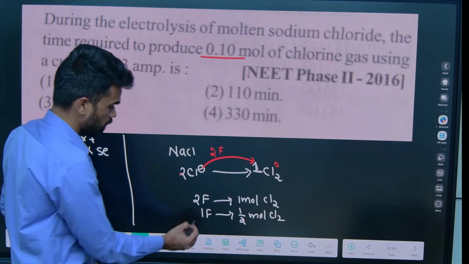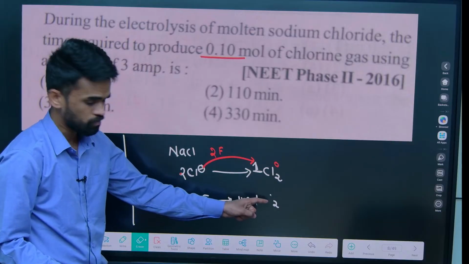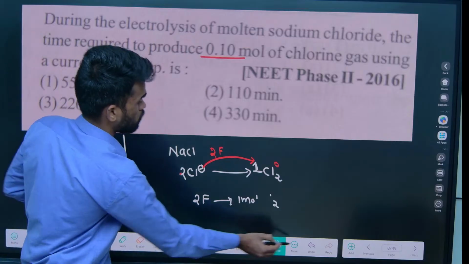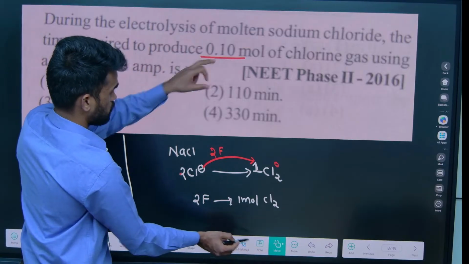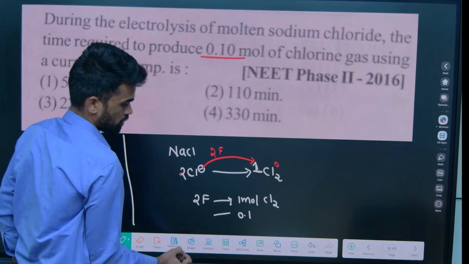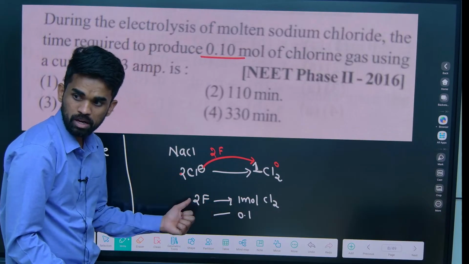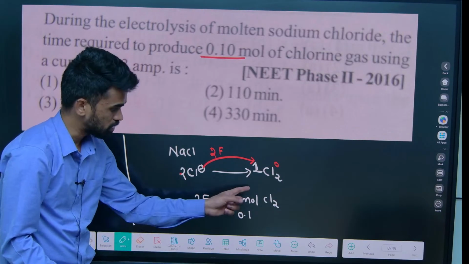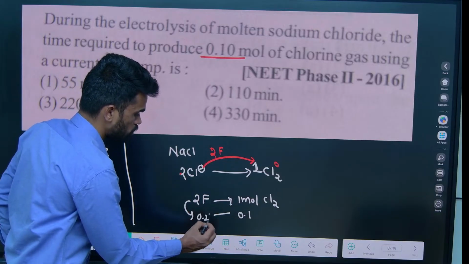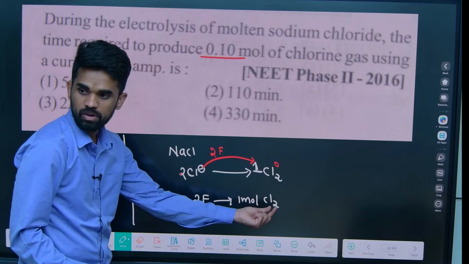Or if you want, you can take it from here itself. So I will get 1 mole of chlorine when I pass 2 Faradays. So how many moles of chlorine are produced here? For 0.1 mole, how many Faradays are required? See, 1 becoming 0.1, so 2 becomes 0.2. Just divide by 10. So this becomes 0.2 Faraday. If I pass 0.2 Faraday, I am going to get 0.1 mole of chlorine.